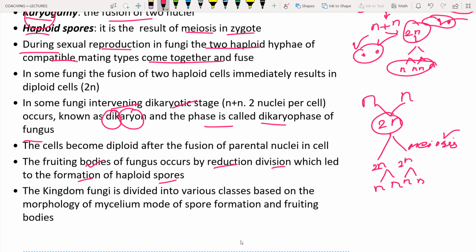The kingdom fungi is divided into various classes based on the morphology of the mycelium, the mode of spore formation, and fruiting bodies. Fungi have been classified into different classes.